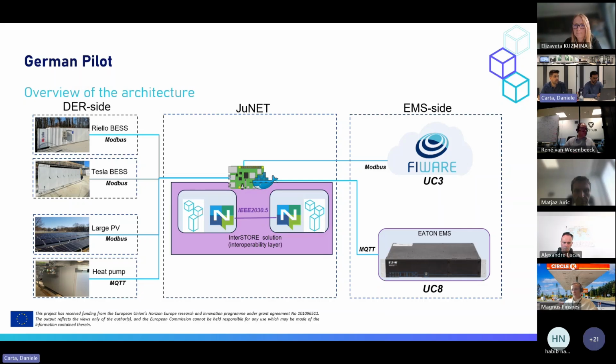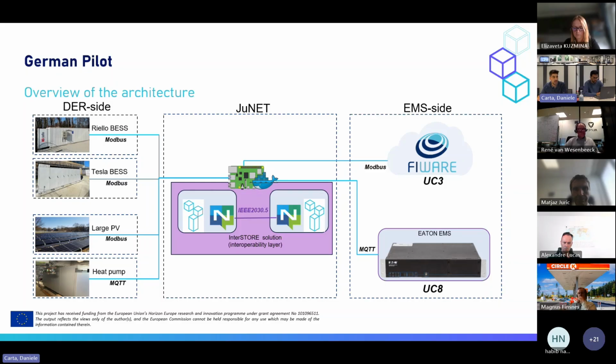Here you can see an overview of the architecture. So we have on the DR side the various assets that were integrated. We have 2 battery systems, a large PV field, and a heat pump with its thermal storage. As mentioned here, the LPC was deployed on a Raspberry Pi using Docker containers. Given the nature of the different protocols that were involved, we had on the DR side the conversion from Modbus and MQTT into IEEE 2030.5, creating this interoperability layer underlined here with the purple black background.